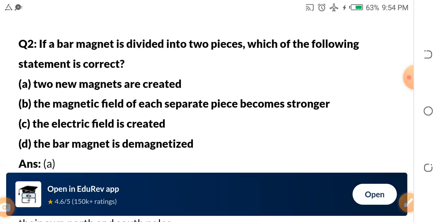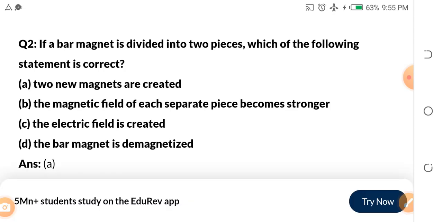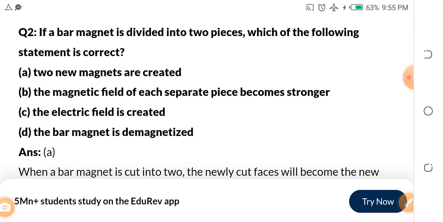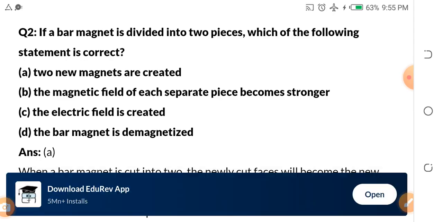Question number 2: If a bar magnet is divided into 2 pieces, which of the following statements is correct? A. 2 new magnets are created. B. The magnetic field of each separate piece becomes stronger. C. The electric field is created. D. The bar magnet is demagnetized.